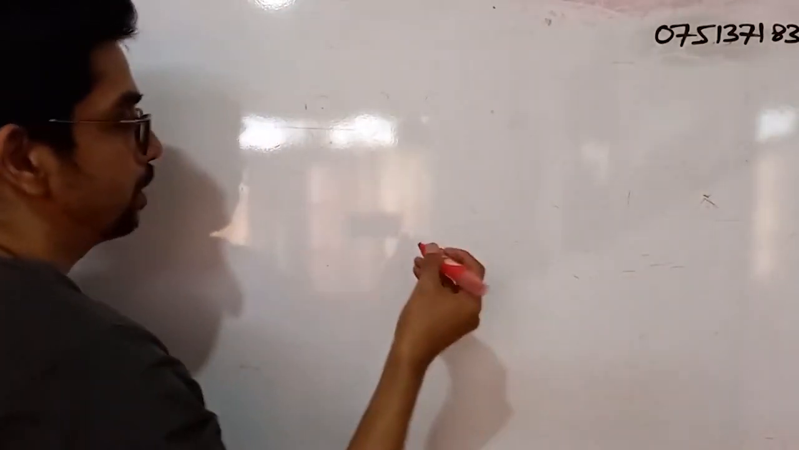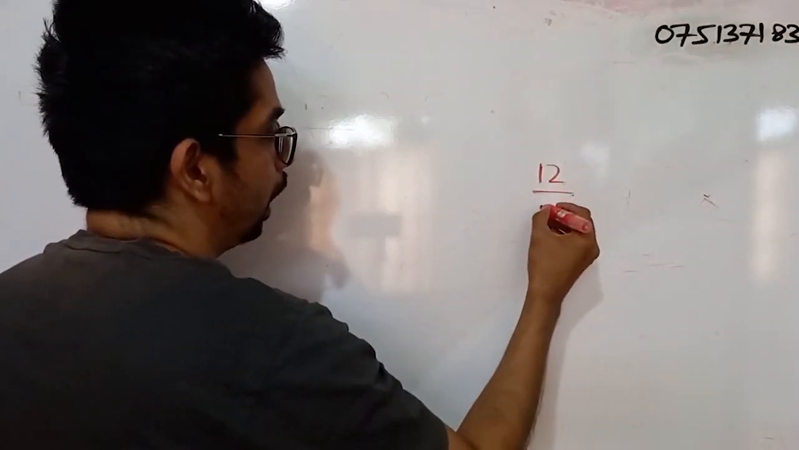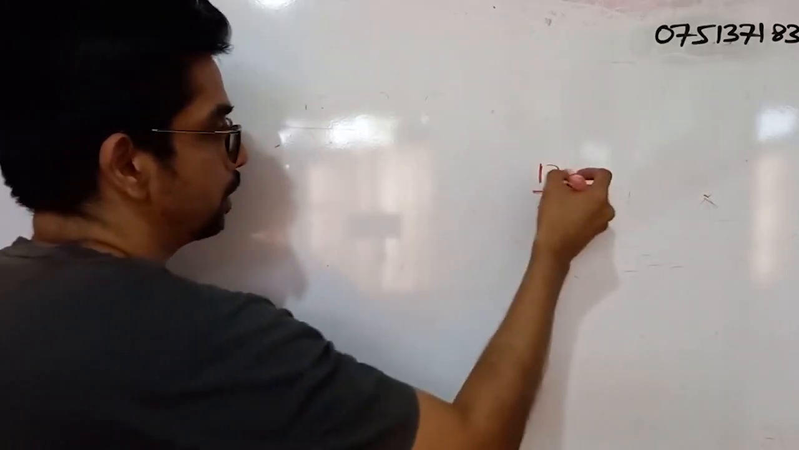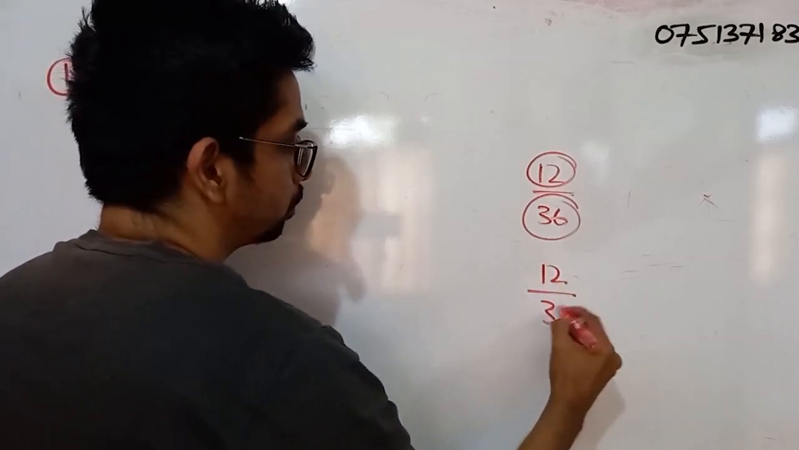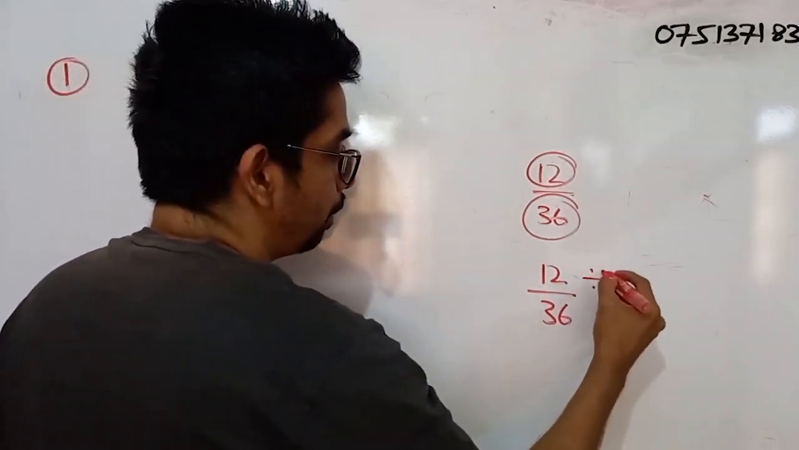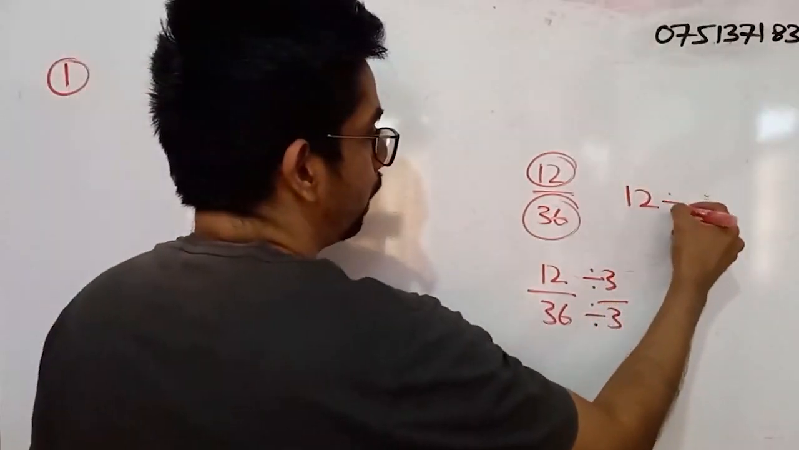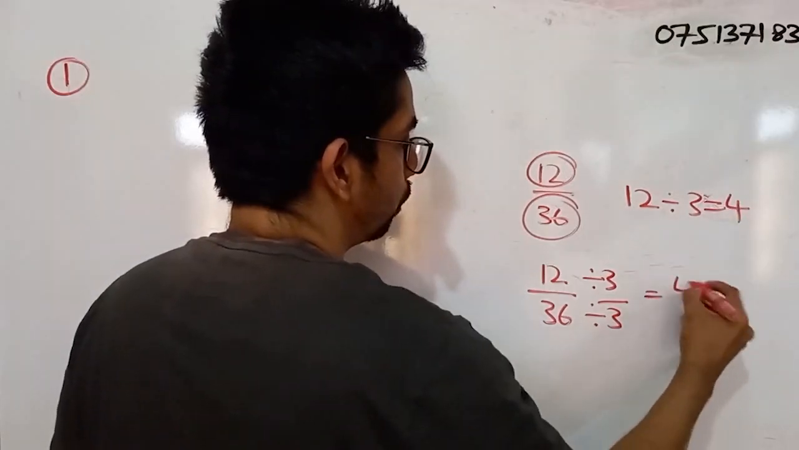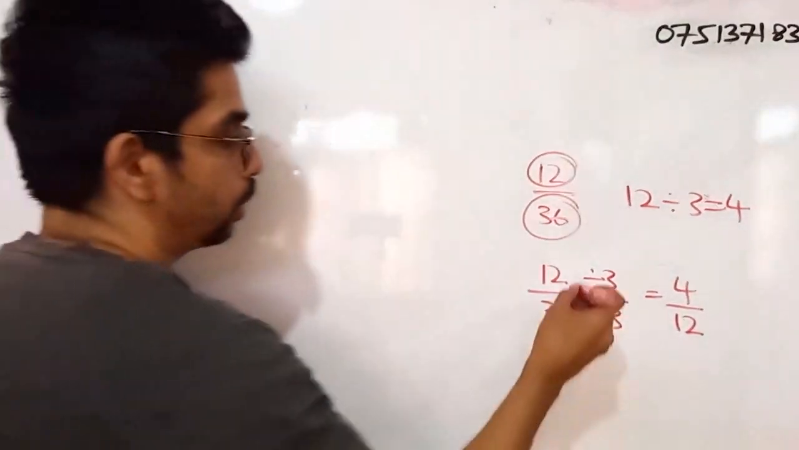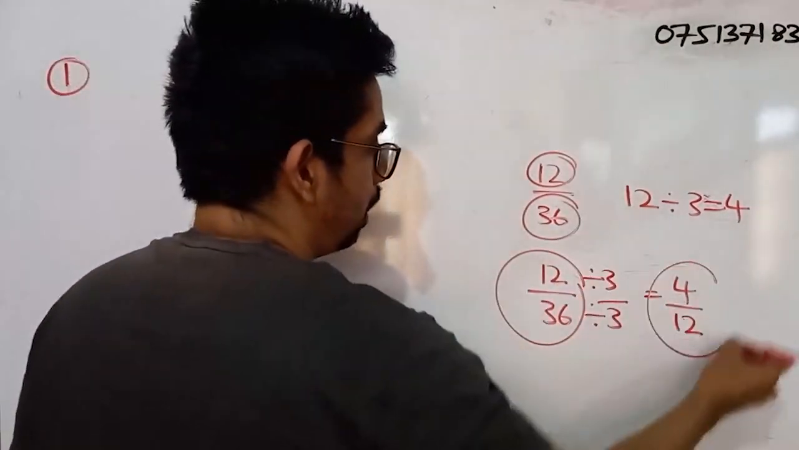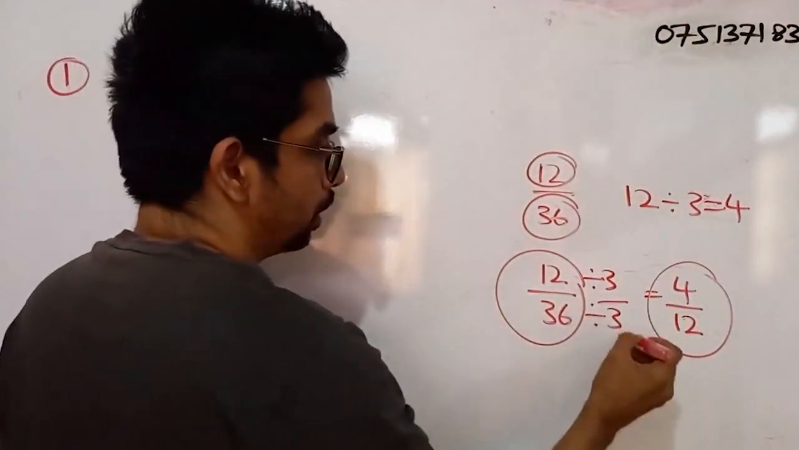හරි? So for instance, if we take something like 12 by 36, right? So this is the numerator and this is the denominator. If I divide the numerator by 3 and the denominator by 3, what will be the answer? 12 divided by 3, we know that is 4. 36 divided by 3, we know that is 12. So 12 by 36 and 4 by 12, those are what? Equivalent fractions. So there we use division.